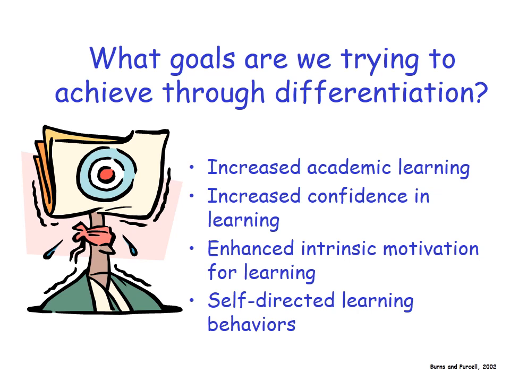What goals are we trying to achieve through differentiation? Increased academic learning, increased confidence in learning, enhanced intrinsic motivation for learning, self-directed learning behaviors. Differentiated instruction offers the learner a variety of techniques which create a change in the teaching or learning process in one of the following ways.